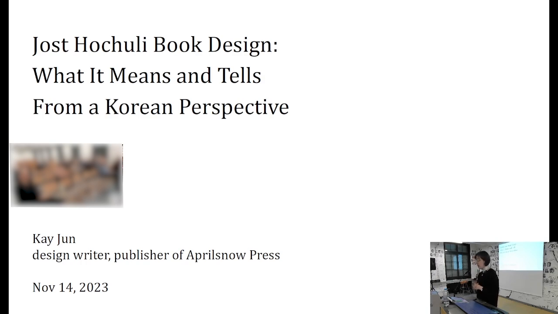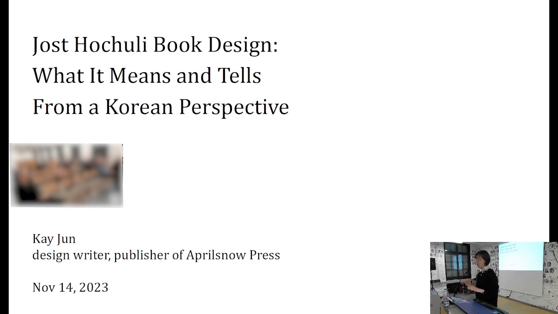I'm a design writer, just as Rupert Kalkofen has introduced me, and also publisher of Aprilsnow Press, a very small independent publishing house concentrating on photo books. I arrived just last Thursday and had a tremendous time at Tÿpo St. Gallen. It was very nice. Currently I'm staying in Zurich and have come back to St. Gallen for this lecture again.